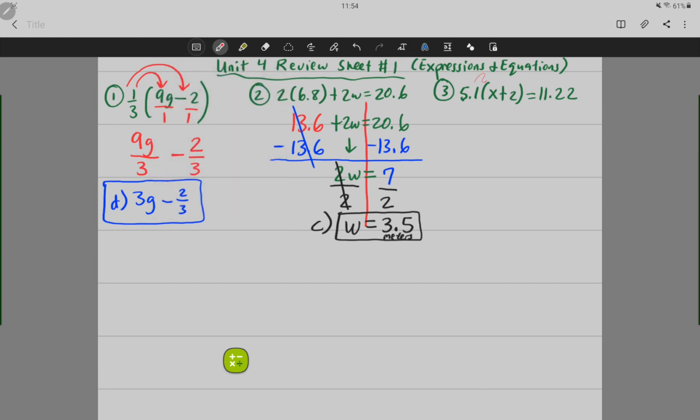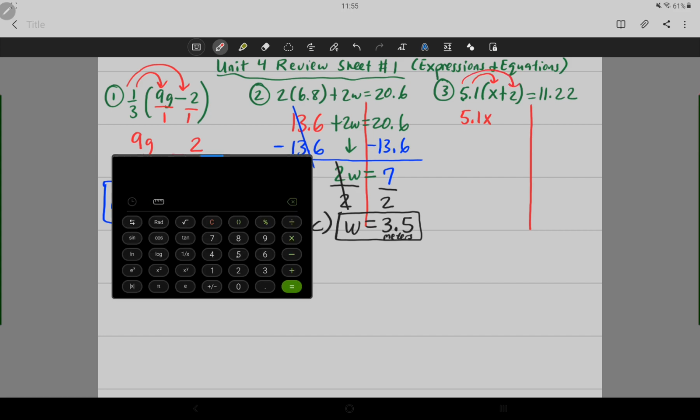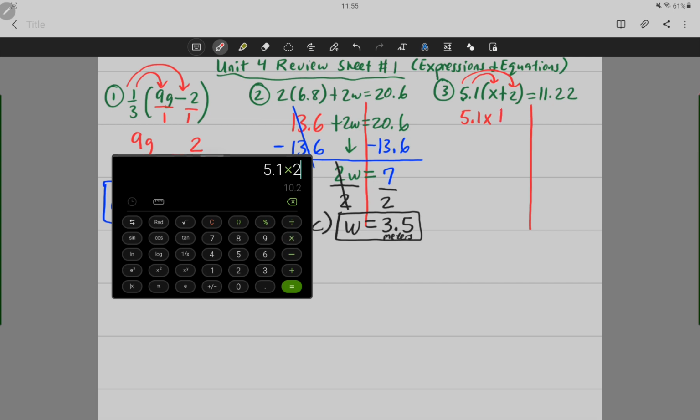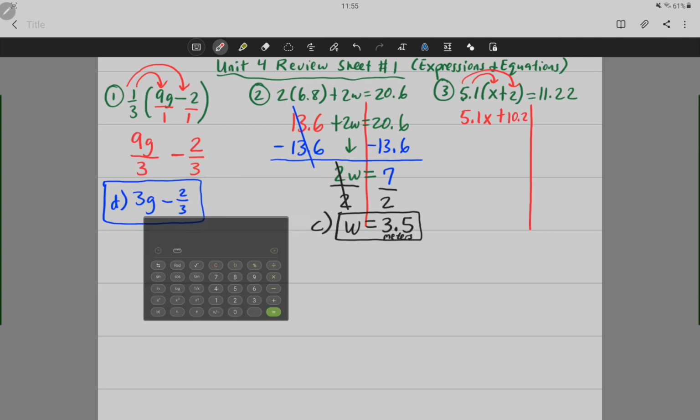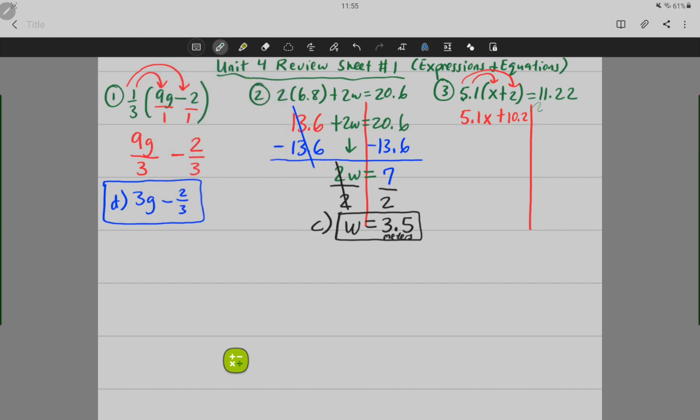So let's multiply 5.1 times x. Actually, equal sign, draw the line. 5.1 times x is 5.1x. Then we need to distribute again, since there's another term in parentheses to multiply. So 5.1 times 2. Again, you can use your calculator if you need, but we get 10.2. So plus 10.2. Bring down the other side, so equals 11.22.